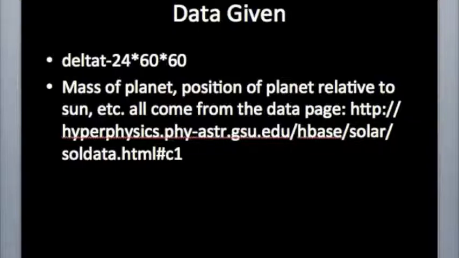Basic data about the planets was gathered from this website. I included Pluto because although it's technically not a planet, the website provided the data for Pluto. And also, it's important to note that for the code that I show later, delta t is equal to 24 times 60 times 60, which is the number of seconds in a day.